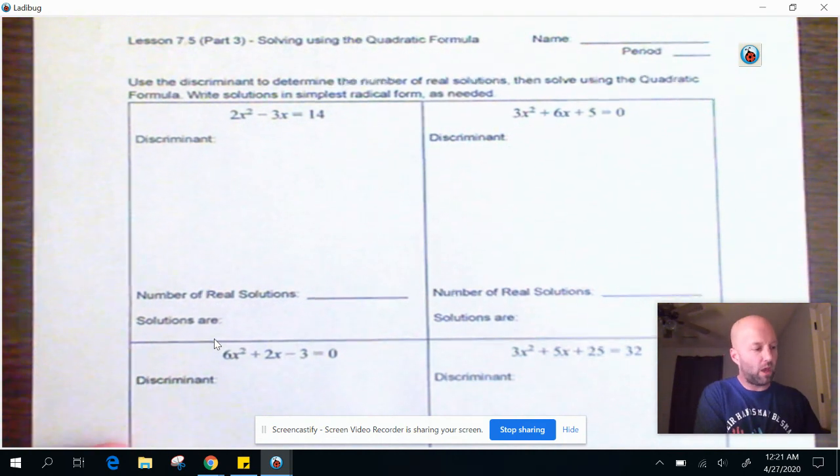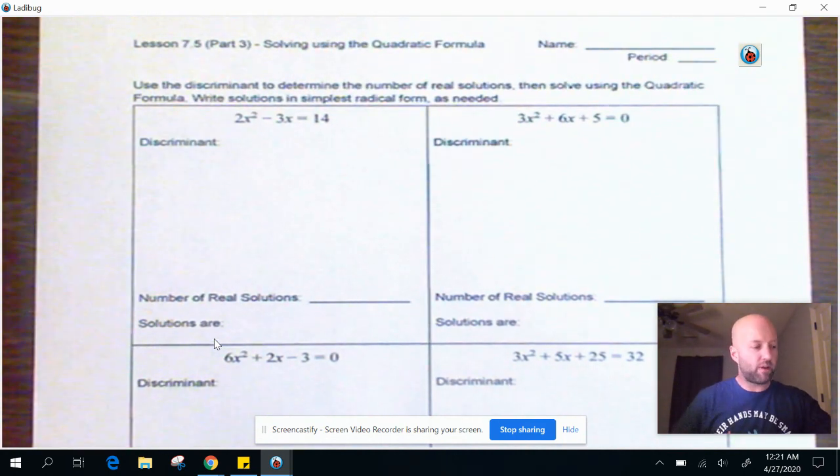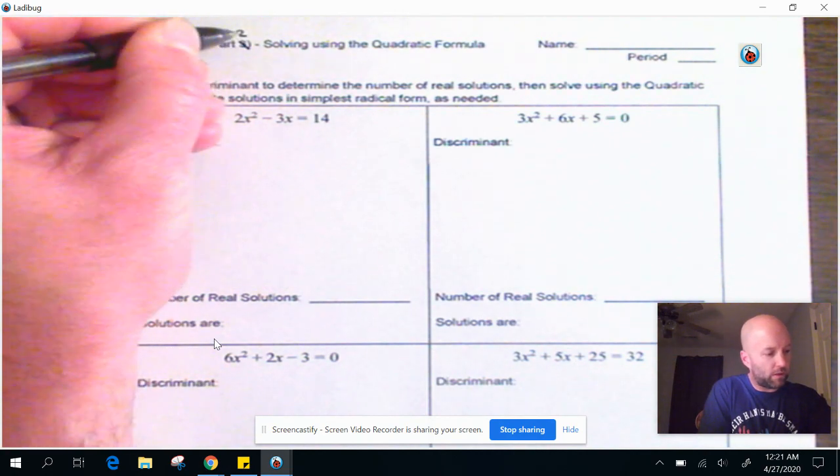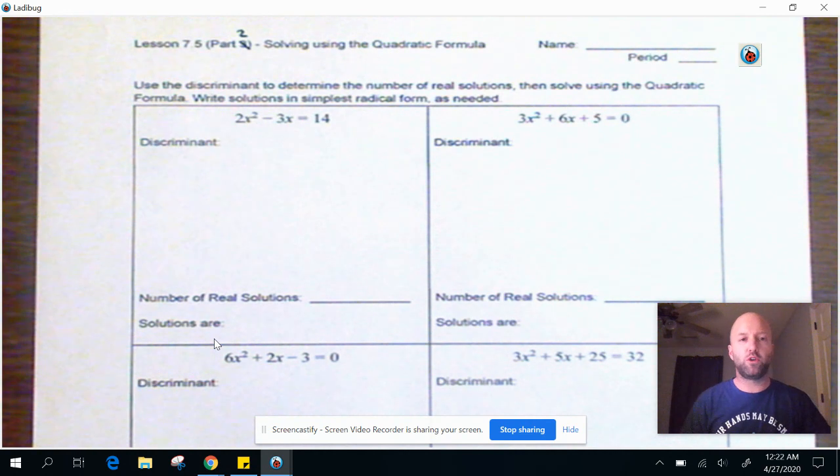Okay, let's jump in. All right, so this lesson 7.5. Now, this is really part two for us. For some other teachers, part two was the quadratic formula song, but we did that first. So this is part two for us, and that will be identified on Google Classroom as such.